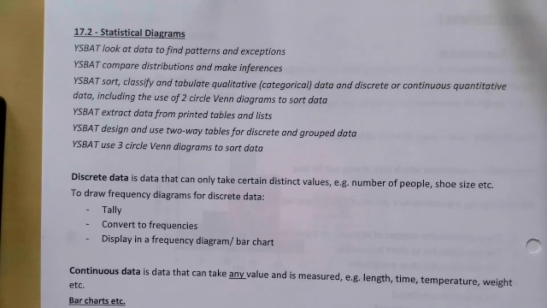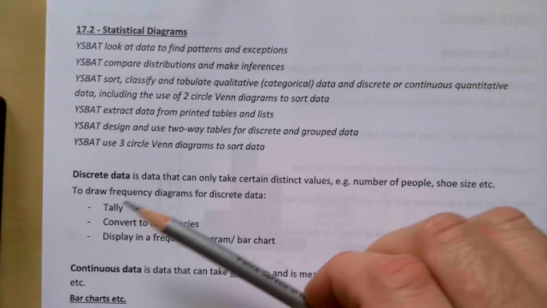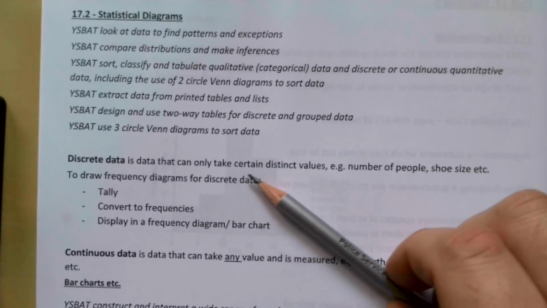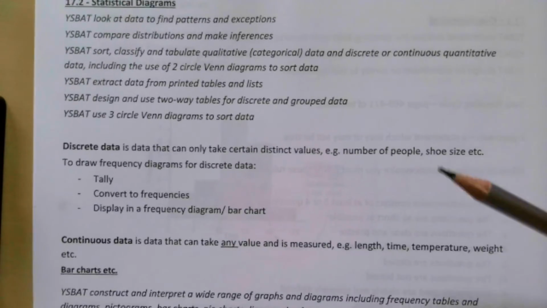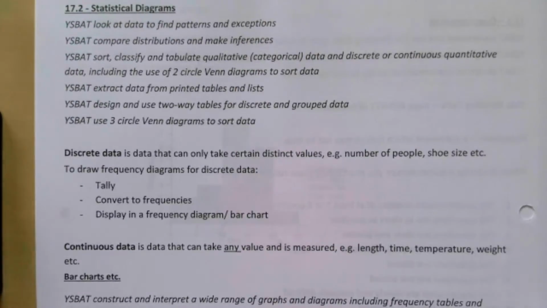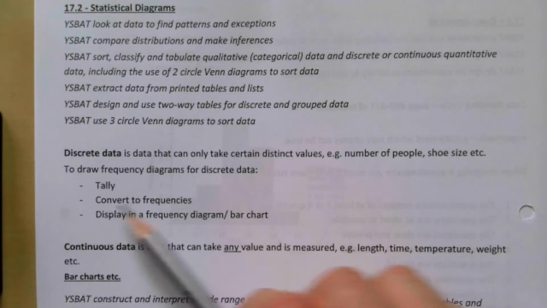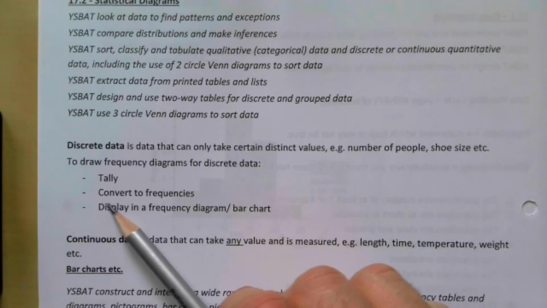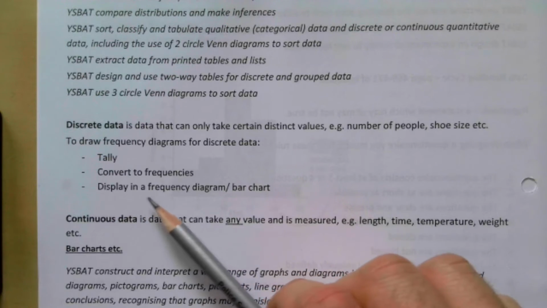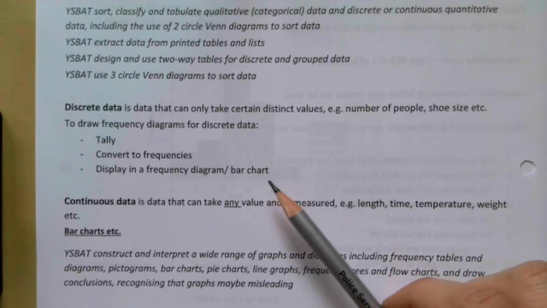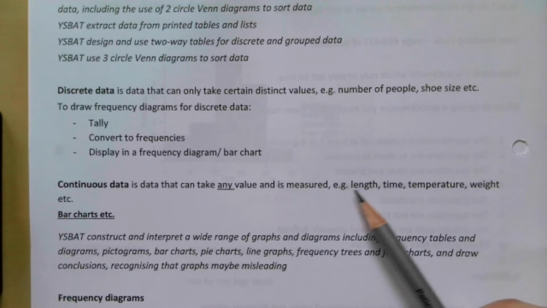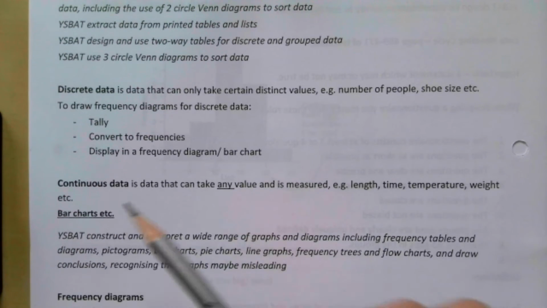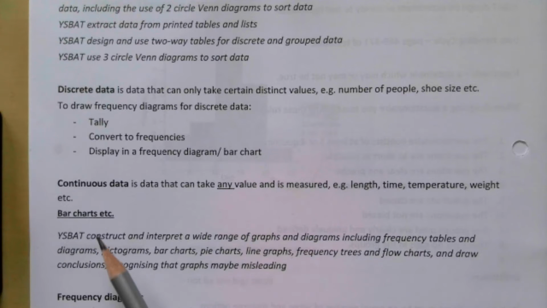So 17.2 then, statistical diagrams. Discrete data is data that can only take certain distinct values, e.g. numbers of people, shoe size, etc. To draw frequency diagrams for discrete data, you do a tally, you convert to frequencies, you display in a frequency diagram or a bar chart. Continuous data can take any value and is measured, e.g. length, time, temperature, weight, etc. Bar charts, that sort of thing.